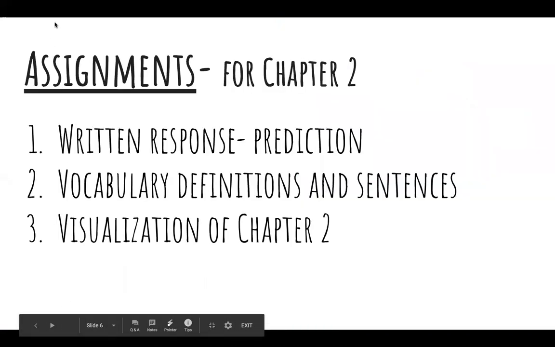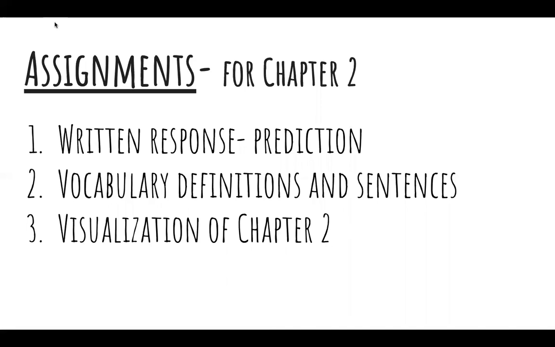So just so you have an understanding of the assignments you have for chapter 2 today, you have your written response, which is the predictions from chapter 1 and 2 about what you think is going to happen in the end. You have your vocabulary definitions, which you should have already had done, but today you need to write down your 6 sentences using those 6 vocab words. And then the last part of your assignment for chapter 2 is to draw that visualization of what you pictured in chapter 2, and then write underneath what part of the book that was from.